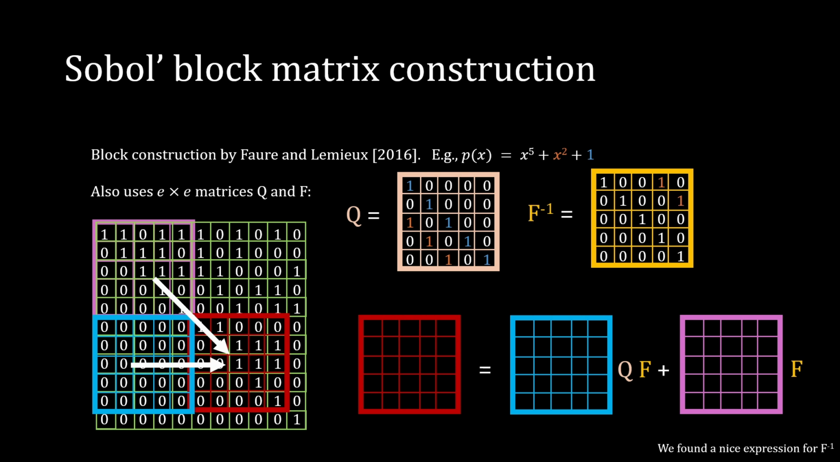In the block construction of Faure and Lemieux, they instead build matrices by blocks of size e times e, taking a combination of a block on the left of the current block, and on the top left, each multiplied by some matrices q and f.